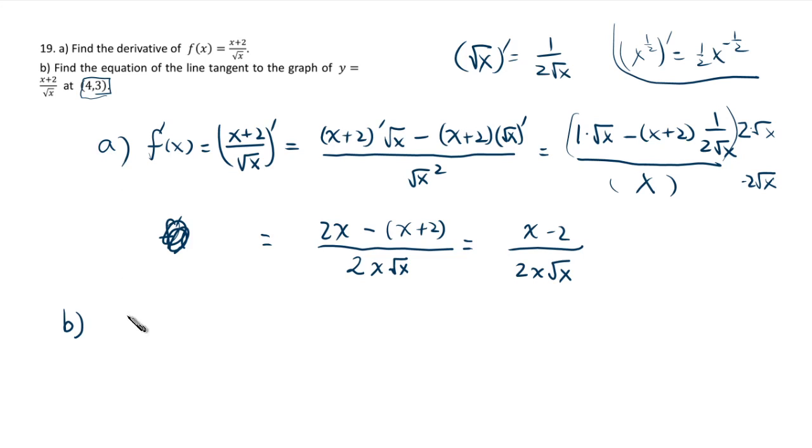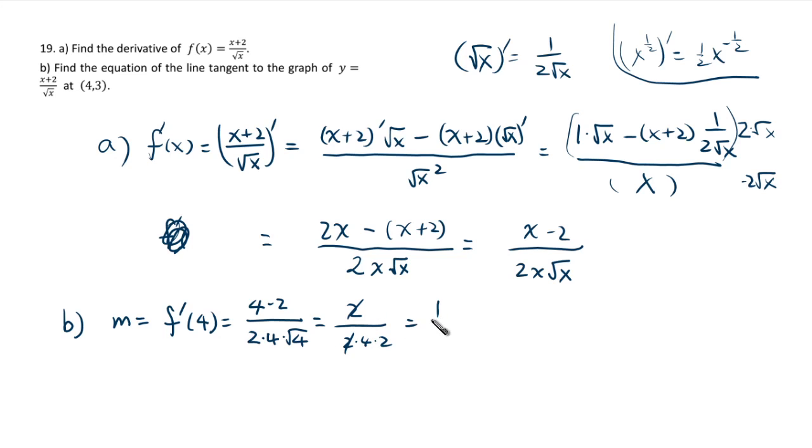So since x is 4 here, this means x is 4 and y is 3, right? So because of that, you set x equals 4, and the slope is f prime evaluated at x equals 4, which gives you 4 minus 2 over 2 times 4 times square root of 4. So that's 2 over 2 times 4 times square root of 4, which is 2, right? 2 cancels and you get 1/8.